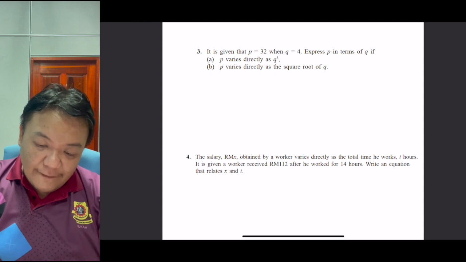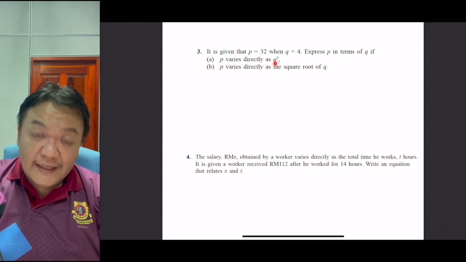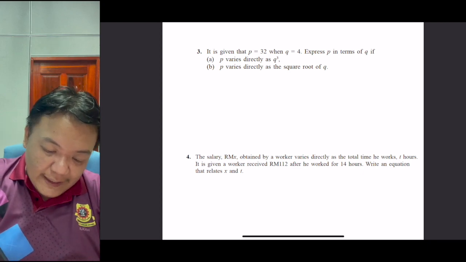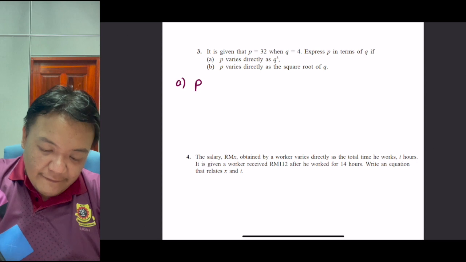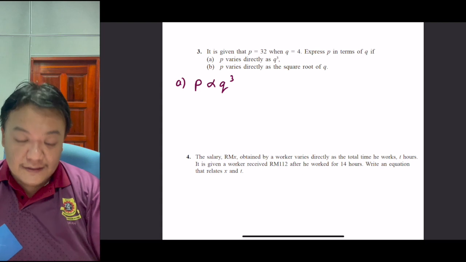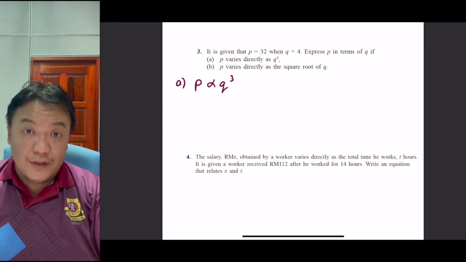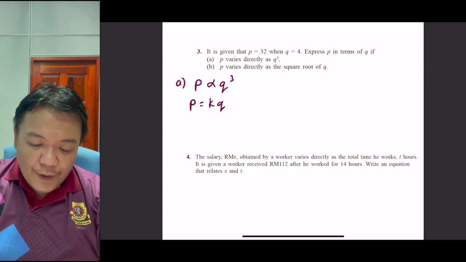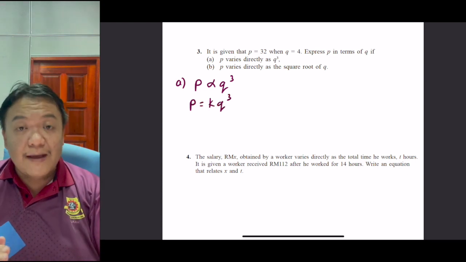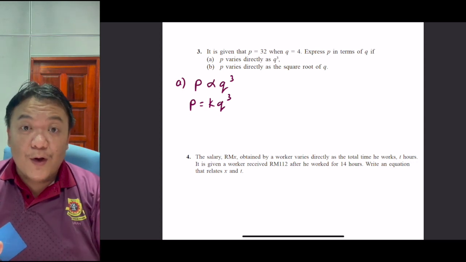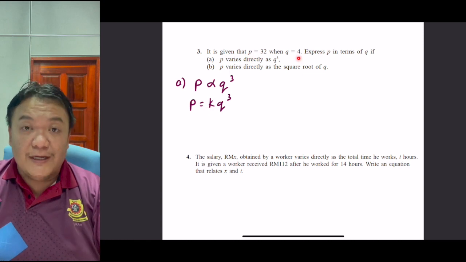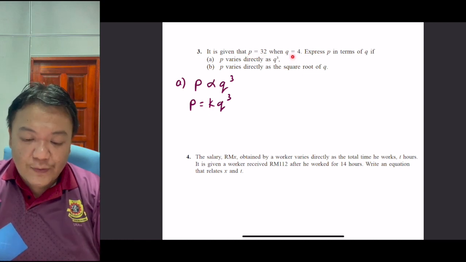It is given that P varies directly as Q cube. How to write it? You can write it as P varies directly as Q cube. This is the first form, and then you need to convert it into equation form, which will be P is equals to KQ cube. Next step, you need to find the value of K by using these two pieces of information: P is equals to 32 and Q is equals to 4.